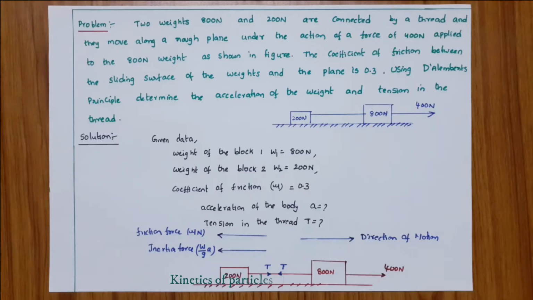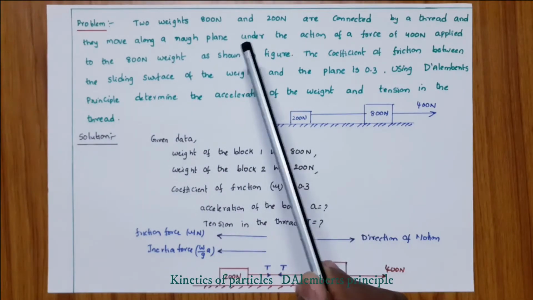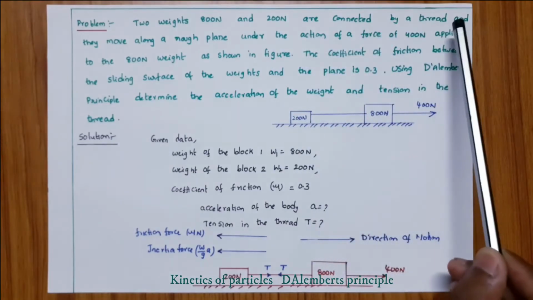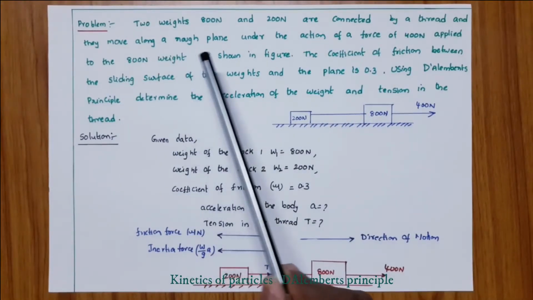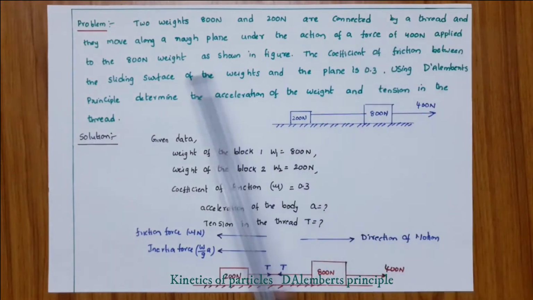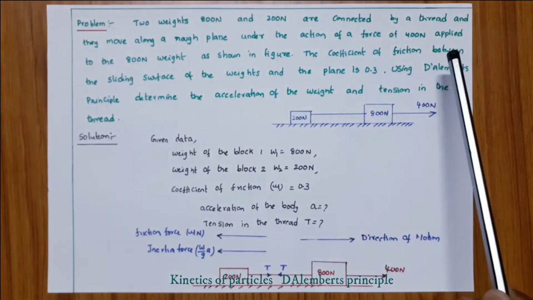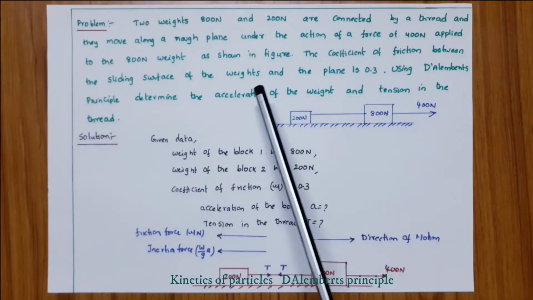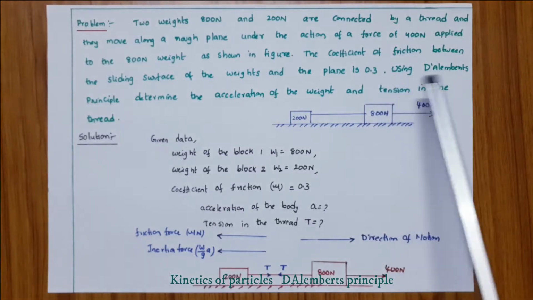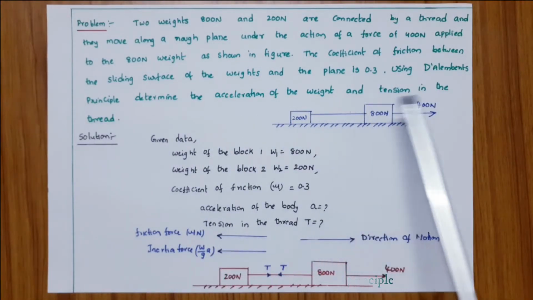Problem on motion of connected bodies. Two weights 800 Newton and 200 Newton are connected by a thread and they move along a rough plane under the action of a force of 400 Newton applied to the 800 Newton weight as shown in the figure. The coefficient of friction between the sliding surfaces of the weights on the plane is 0.3. Using D'Alembert's principle, determine the acceleration of the weight and tension in the thread.